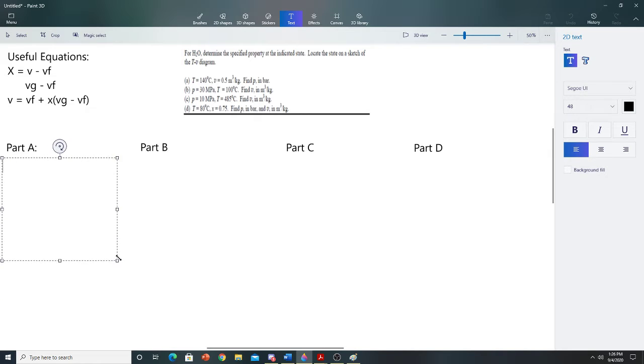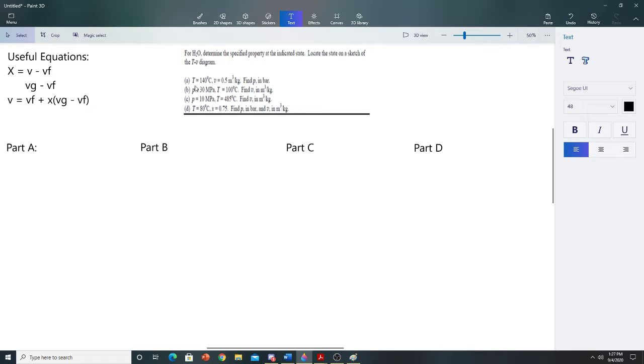So part A, what do we have? We have a temperature of 140. And, well, I guess I should say what the directions are. It says for H2O, so for water, determine the specified property at the indicated state. Locate the state on a sketch of the T-v diagram. We'll do the T-v diagrams in a second, but right now I want you guys to understand this first part.